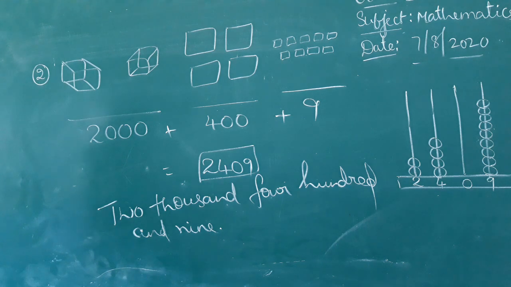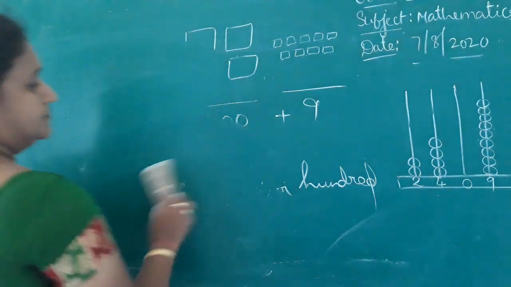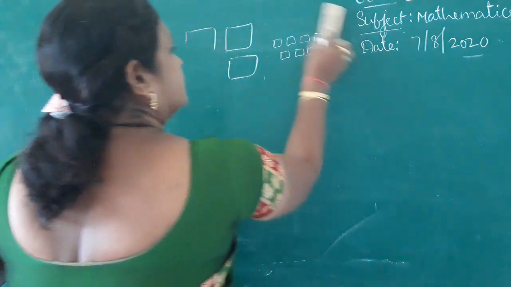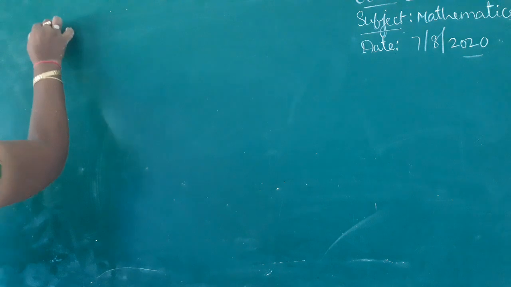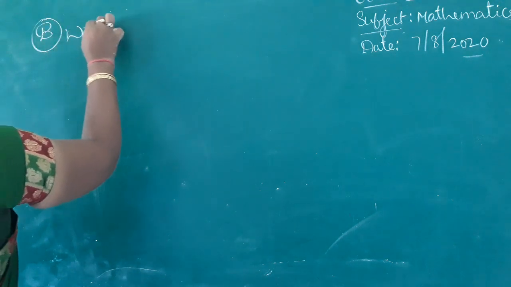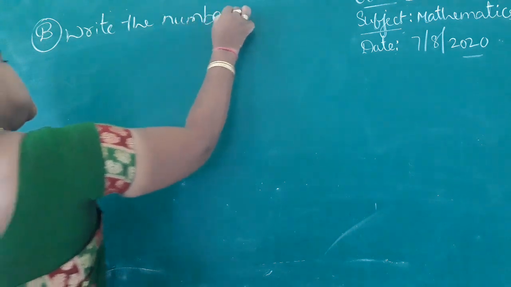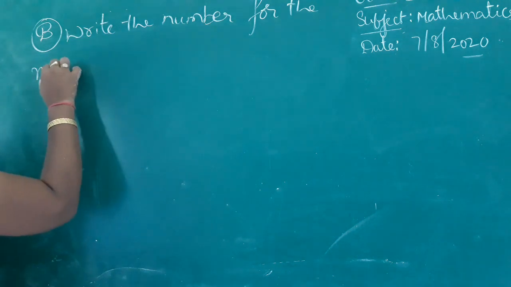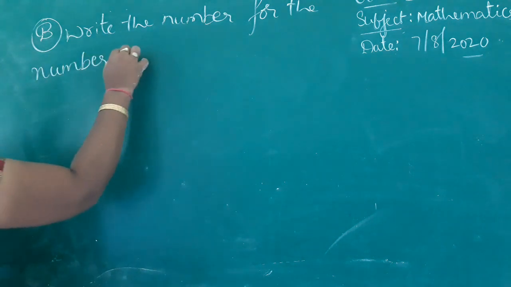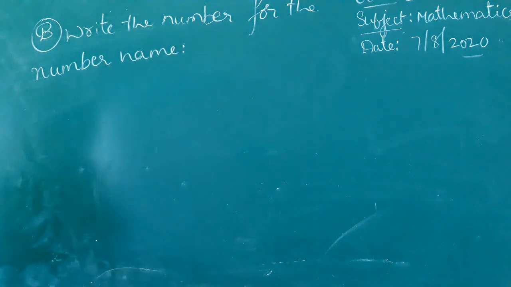Next one, write the number for the number name. See that. How we will write the number for number name? First one.